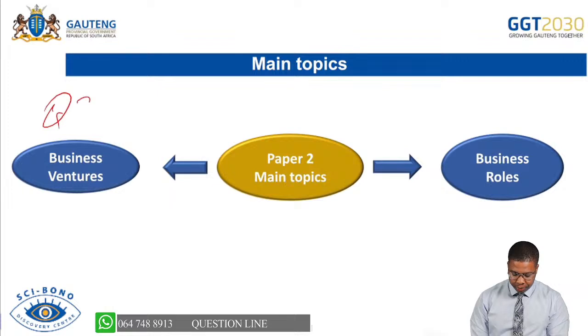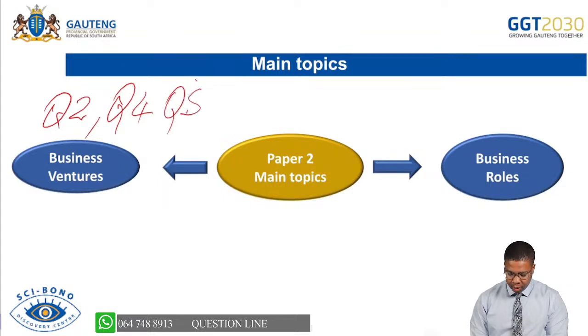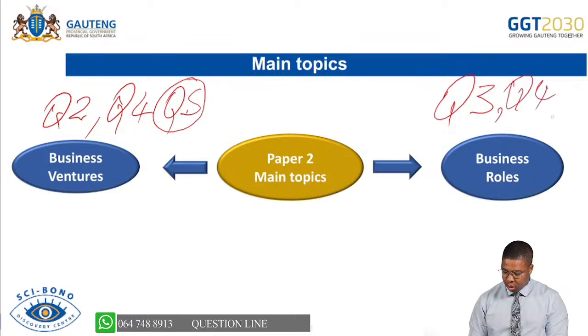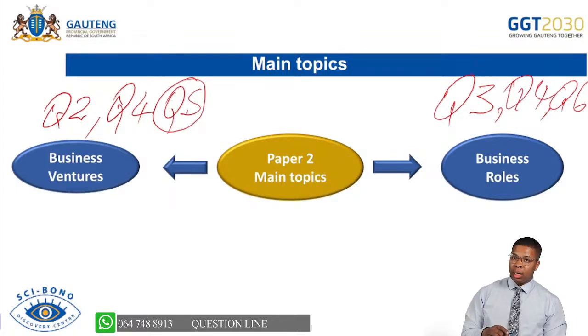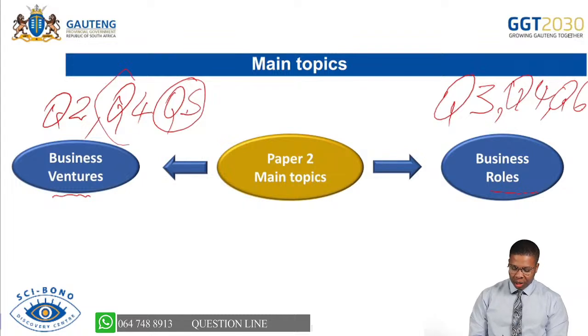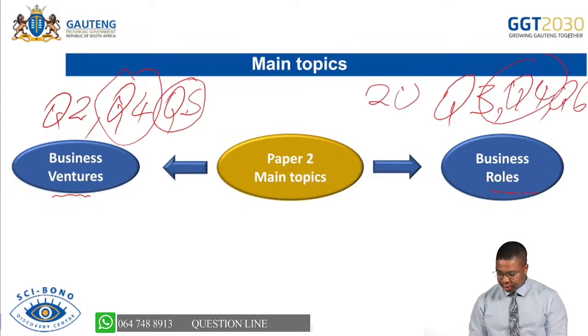You have question 2 here. You also have question 4 because of the miscellaneous question, and you have question 5. So this will be the long question, the essay type. And then when you look into business roles, you'll be assessed under question 3, question 4, and question 6. So what is critical is to say, you cannot say you are choosing one main topic. You need to study everything, because whether you focus on business venture only or business role only, in your question 4 you are still going to have 20 marks from business roles and 20 marks from business ventures.